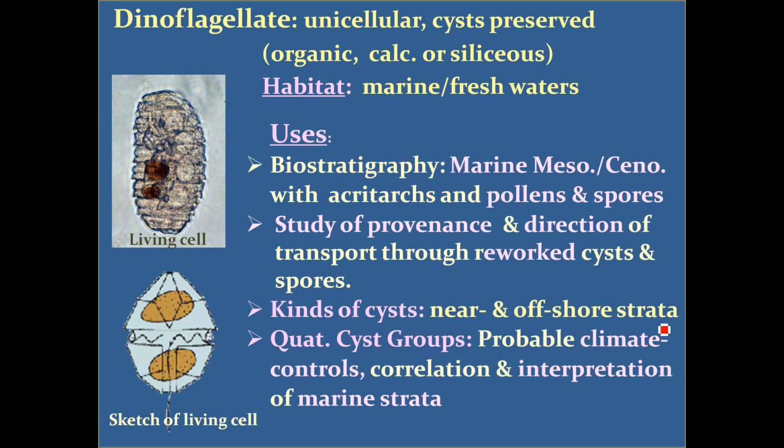Study of provenance and direction of transport through reworked cyst and spores is possible because they have a rigid outer surface. Kinds of cyst can show near and offshore strata, and Quaternary cyst groups are also there. Recognized groups are there. They show the probable climate control, correlation, and interpretation of marine strata. In the picture, this is the living cell of dinoflagellate, and this is one handmade sketch.